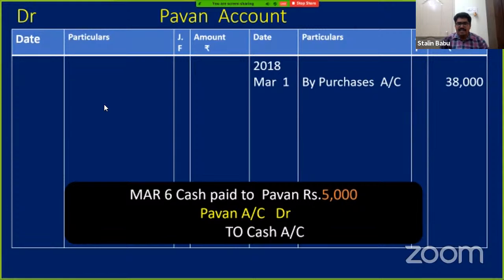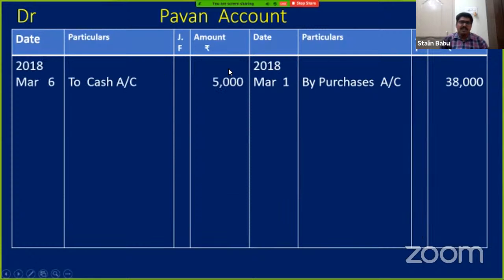So what is the date of the transaction? March 6th. You write March 2018, March 6 in date column. In the purchase column, while writing the debit side, we have to take the name of the account credited. So what is the account against Pawan? Here, cash. So we have to post to cash account in the purchase column and the amount 5,000 in the amount column.